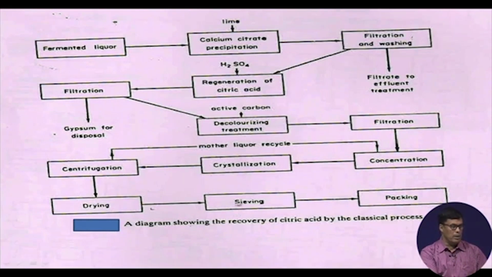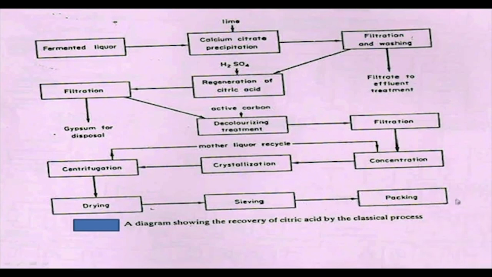Then we use some kind of sieving machine, so the different sizes of crystals can be separated out. Obviously the larger size of crystals will have higher market value as compared to the small size solid particles. Then we pack it in polythene pouches and sell it in the market. This is the downstream processing of the citric acid industry.